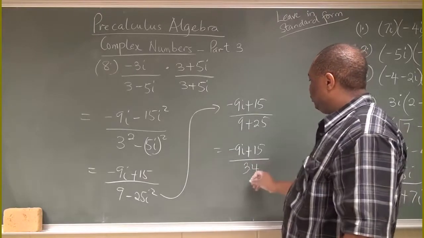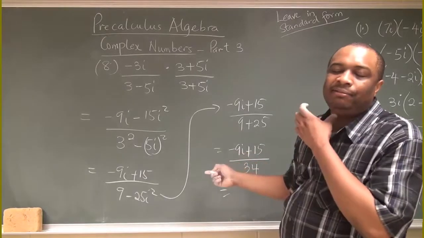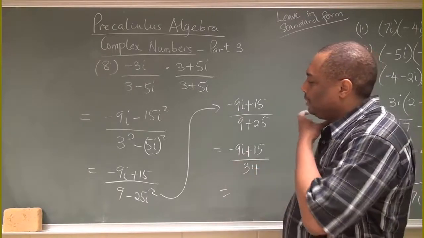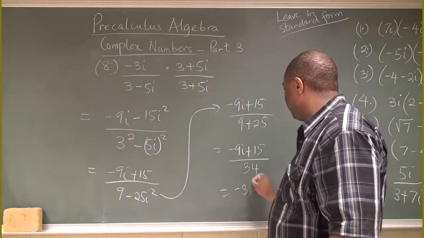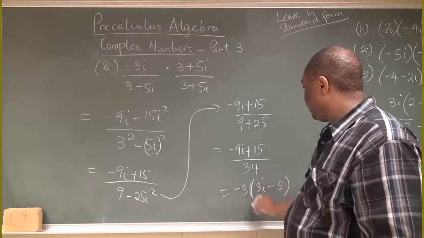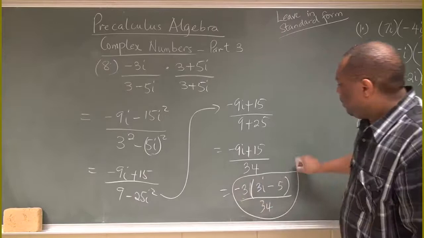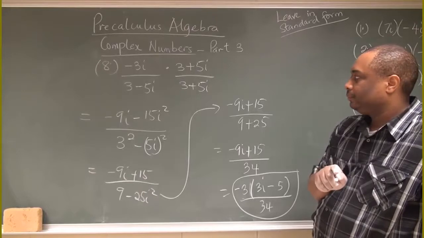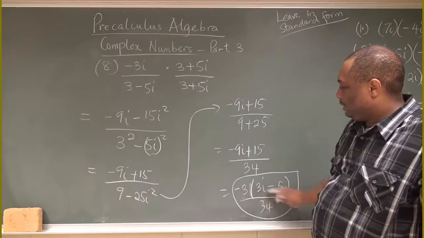Now, 3 is common here, and whenever there's a leading negative, you factor it out. So this will be negative 3i, negative 3 is common. Then this is 3i minus 5 over 34. Now, this is the final answer. But look now, they told us to leave this in standard form. So if you're asked to leave it in standard form, then we don't need to factor out like this.